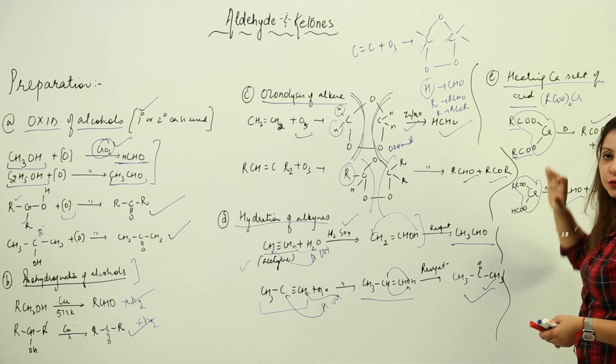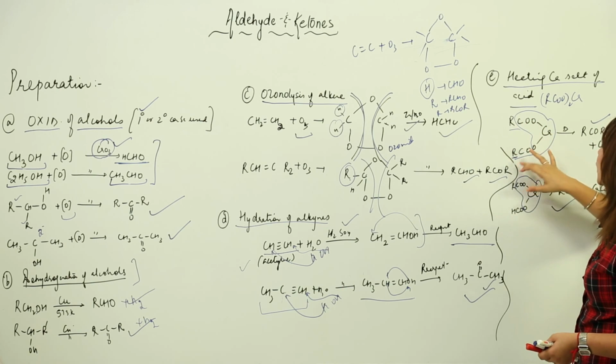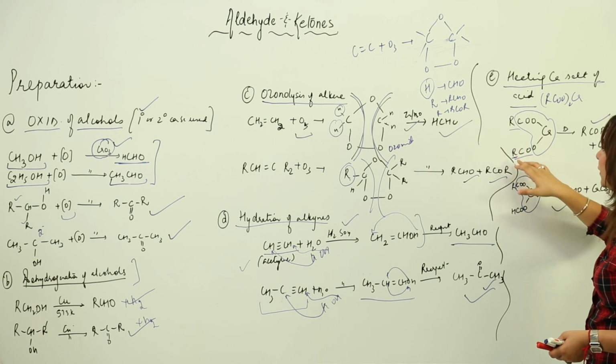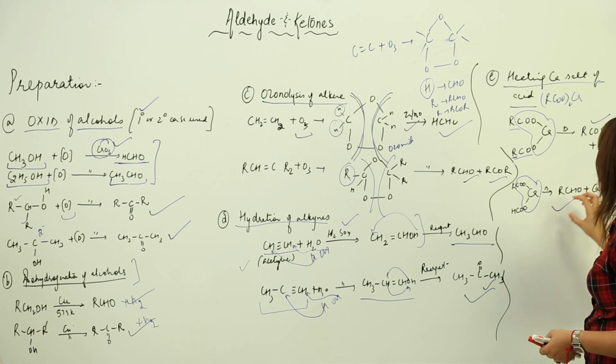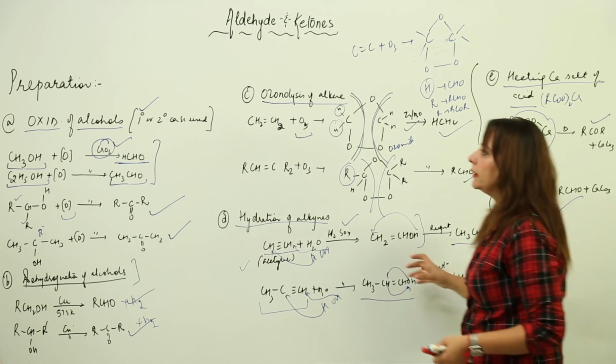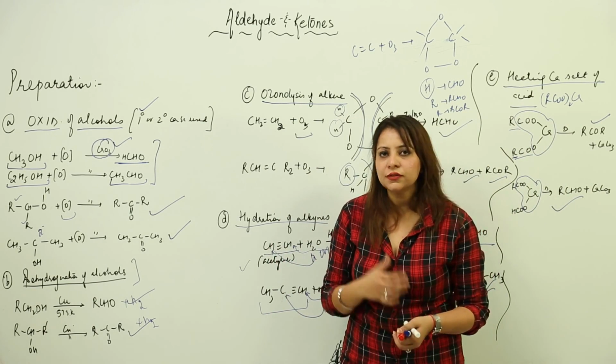Next is heating of the calcium salt of an acid. When you take a calcium salt in which there are R and R groups, obviously you are going to get a ketone. If one of them is calcium formate, then you are going to get an aldehyde. So this is the preparation of aldehyde and ketone, but we have a few more preparations, so just look at the board carefully.